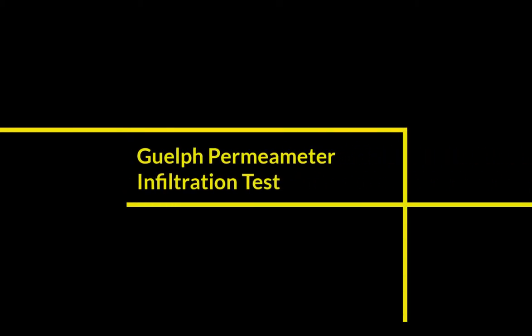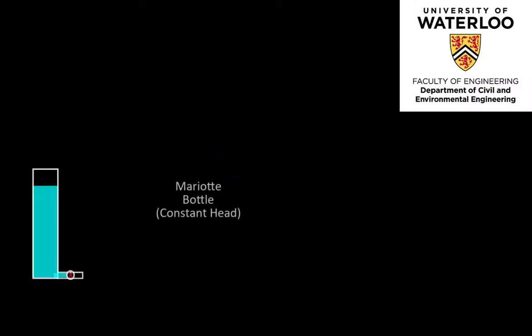The Guelph Permeameter is a constant head test based upon the Mariotte bottle principle to evaluate shallow porous media properties of soils and shallow superficial geology deposits. The Mariotte bottle principle is a vessel of water which is sealed at the top from the atmosphere and controlled by a valve at the base outlet.